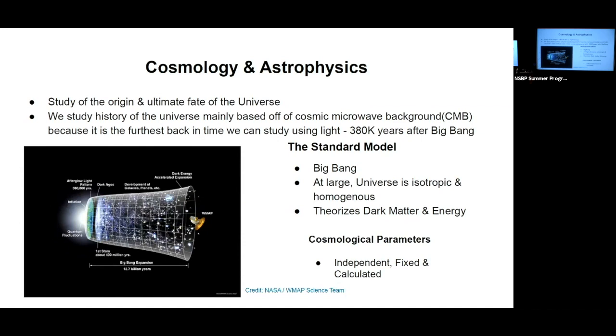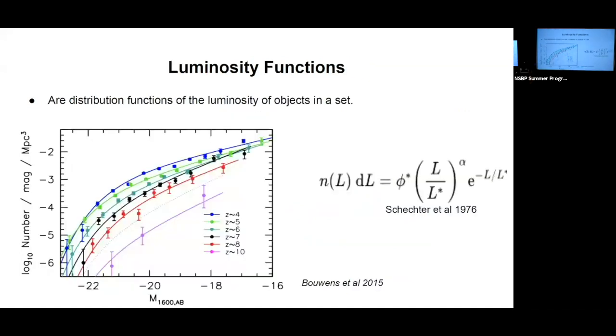The basic ideas of the standard model are that it begins with the Big Bang, and at large scales the universe is isotropic and homogeneous. With this idea, we theorize dark matter and dark energy. And there are cosmic parameters. There are three types of cosmic parameters: independent parameters, fixed parameters, and calculated parameters. Independent parameters include, for example, the age of the universe. And what we're focusing on working on is the calculated parameters, like omega matter and sigma 8.